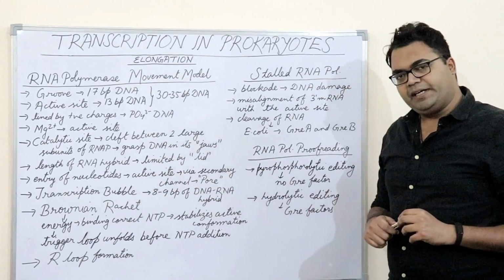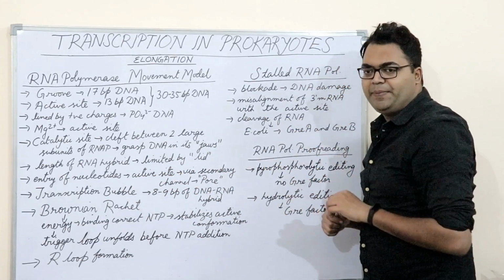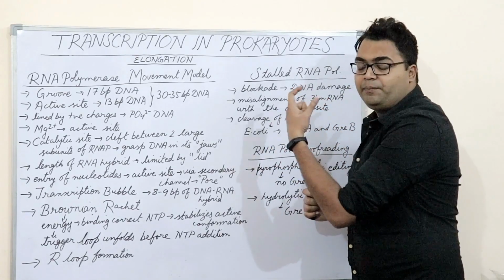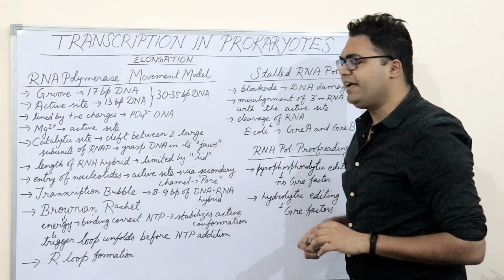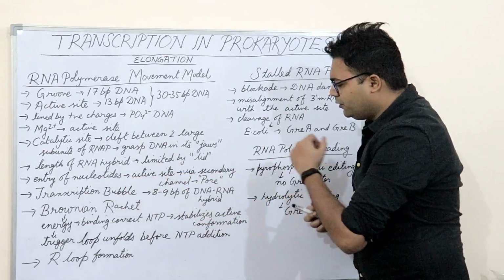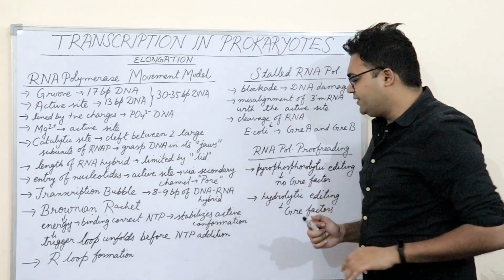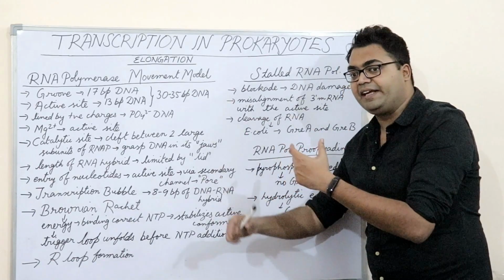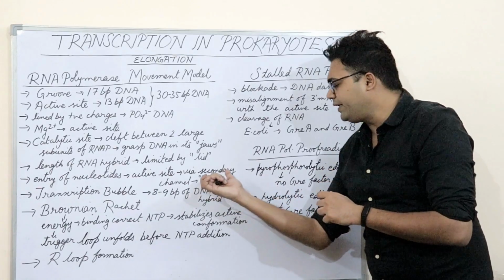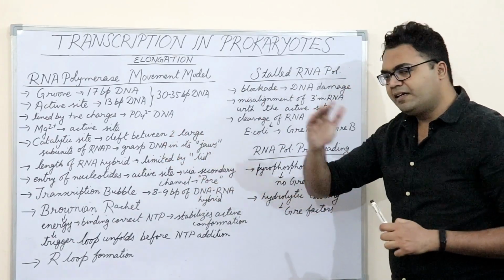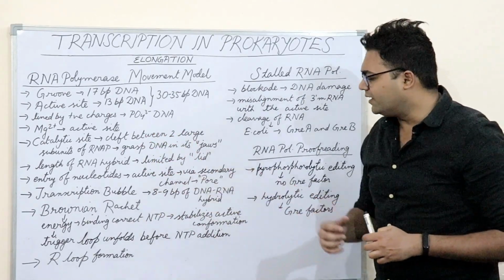The entry of the NTPs, ribonucleotides, not the deoxy ones, and in place of thymine, you will have uracil in the mRNA or any type of RNA. So how does the entry of nucleotides into the active site happen? It happens via a secondary channel present in the RNA polymerase. It's known as spore in yeast or Saccharomyces cerevisiae, right? That's how the entry of the nucleotides occurs.